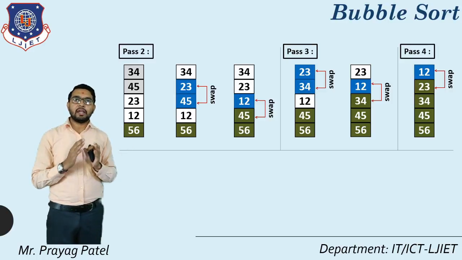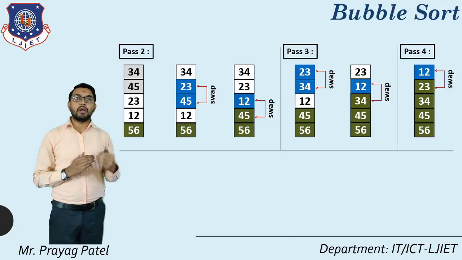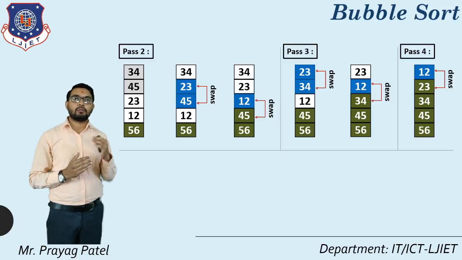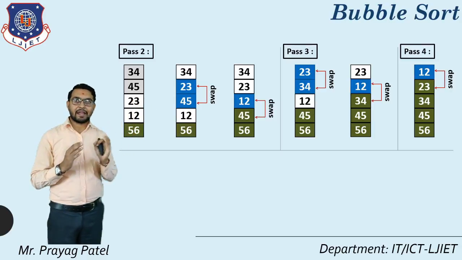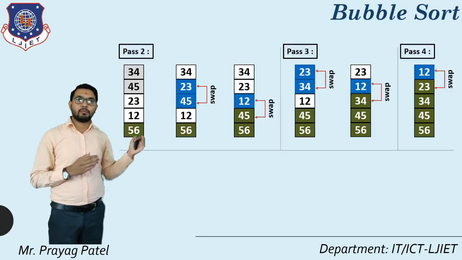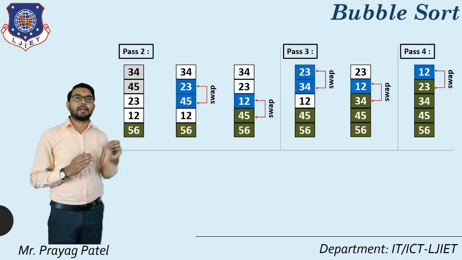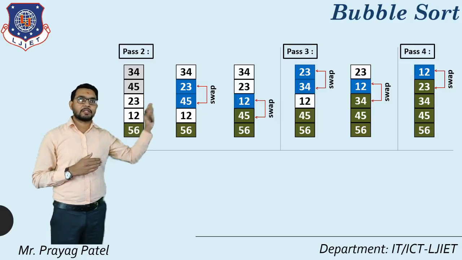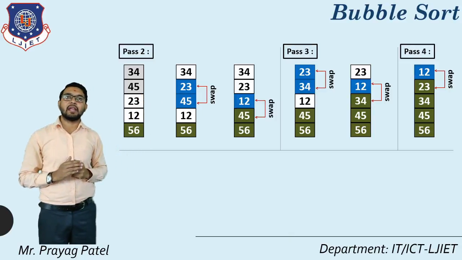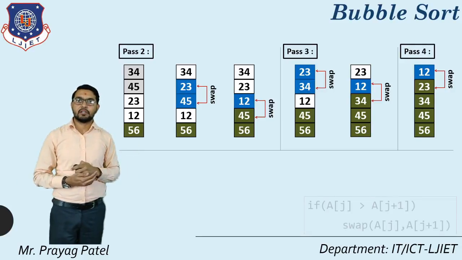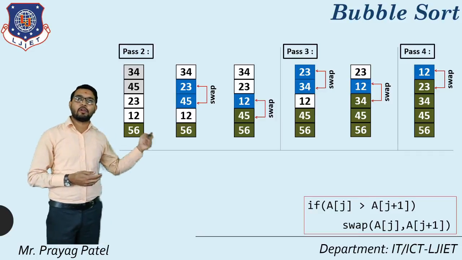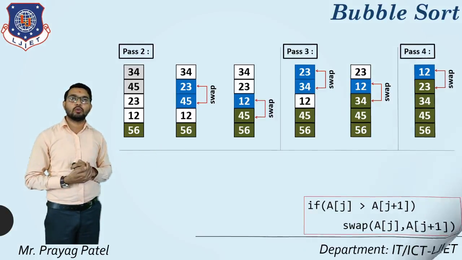In the given array, we have a total of 5 elements. So you can perform n-1 passes, or perform n-1 steps. So here consider n as 5. So we can perform n-1, meaning 4 passes. Then after pass 4, the resultant array is 12, 23, 34, 45 and 56. So here consider this formula for the execution of this algorithm.